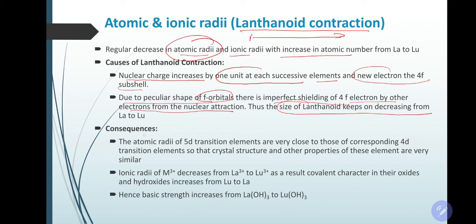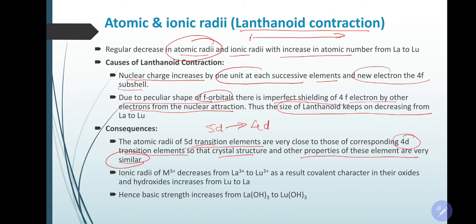What are the consequences of such a feature? That the atomic radii of 5d transition elements are very close to that of 4d transition elements. Okay, so the crystal structure and other properties of these elements are very similar. So the atomic radii of 5d transition metals are very similar to 4d, so that is why the crystal structure or the properties of these are very similar.